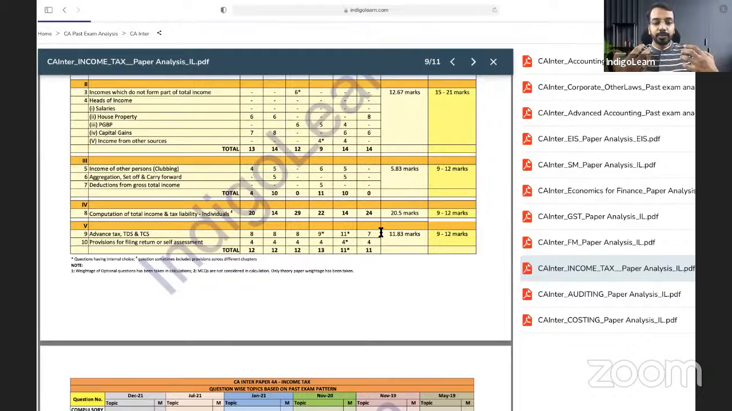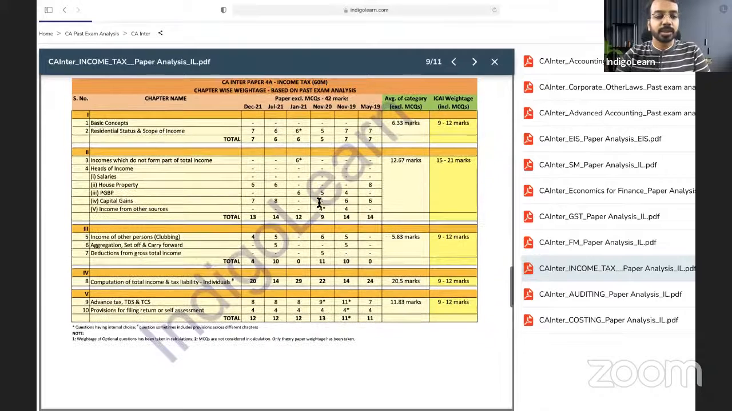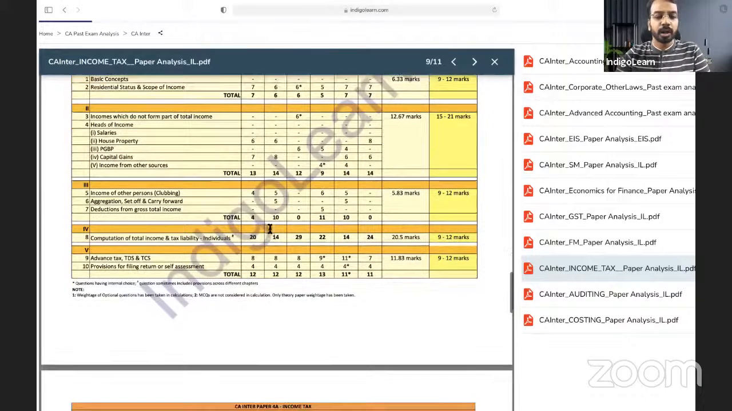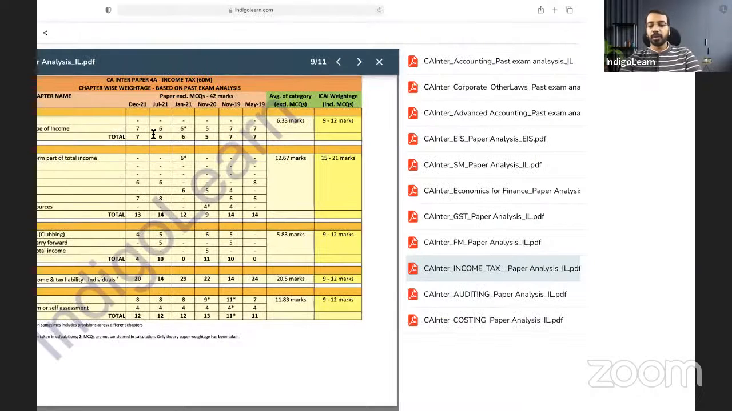See, we cannot say that sometimes something is not tested. For example, basic concepts are sometimes less tested, or clubbing is slightly less tested. Provision for filing is only 4 marks. That is okay. But the core chapters like the 5 heads, and don't just look at these 5 heads, look at computation of total tax liability also, because this includes the 5 heads of income. TDS is very, very important. And residential status, almost every attempt a question has come. So how can we leave any subject or chapter and go for the examination? That is not what we should be doing.